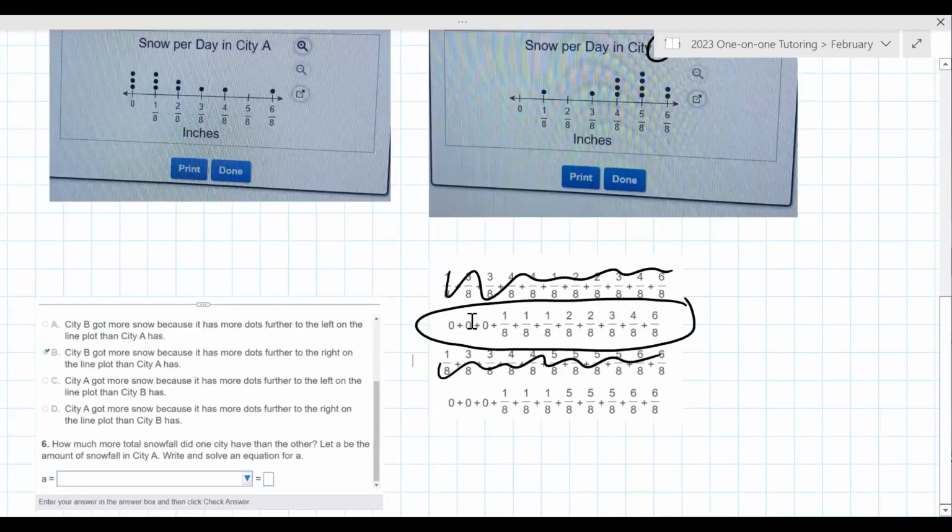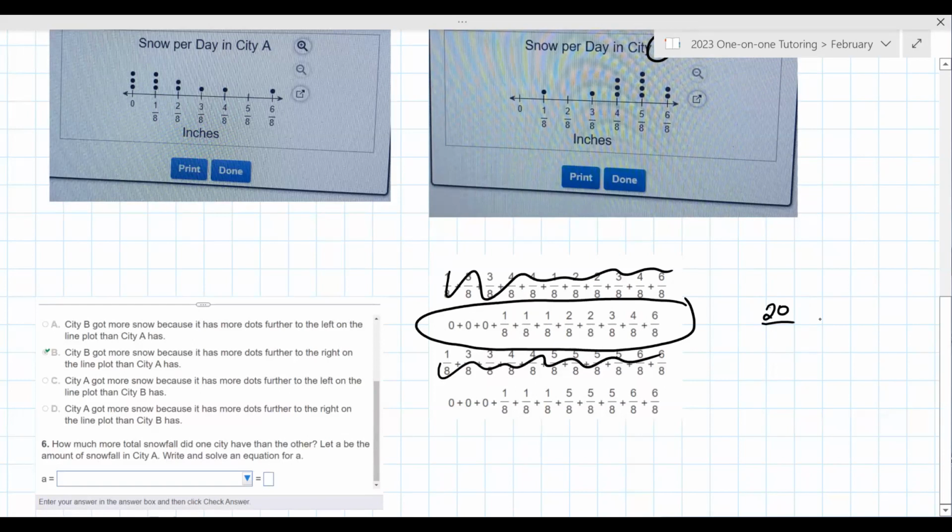28. Say that again. 28 over 8. Yes. Let me check here. 3, 5, 7, 10. So I've got a slightly different number here. I've got 1, 2, 3. That's 3. And then plus 2 is 5, plus another 2 is 7, plus 3 is 10, plus 4 is 14, plus 6 is 20. I've got 20 over 8.